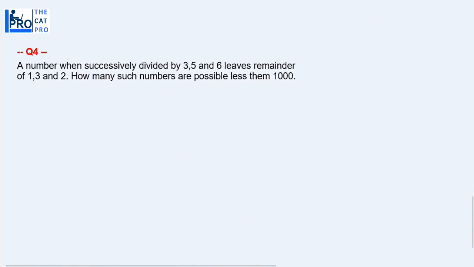How many such numbers are possible less than 1000? So as you can see how we are progressing on the questions. Each question builds up on the next. So 3, 5 and 6, 1, 3 and 2. Step number 1, we have to multiply the divisors and not take the LCM. So 3 into 5 is 15, 15 into 6 is 90, 90x.